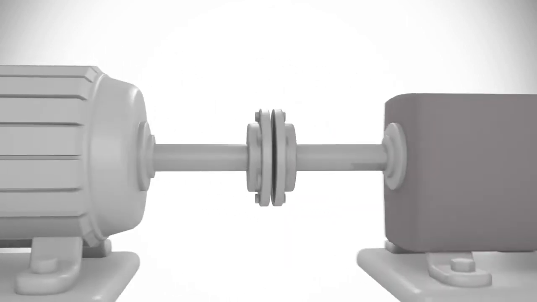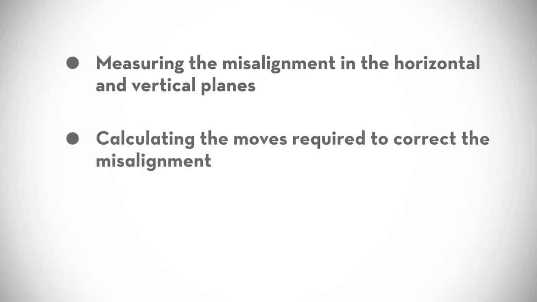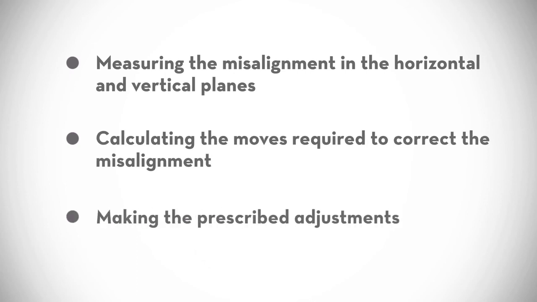The challenge of precision alignment can therefore be defined as, first, measuring the misalignment in the horizontal and vertical planes; second, calculating the moves required to correct the misalignment; and finally, making the prescribed adjustments. So, how do we measure the misalignment? That's the subject of our next video.